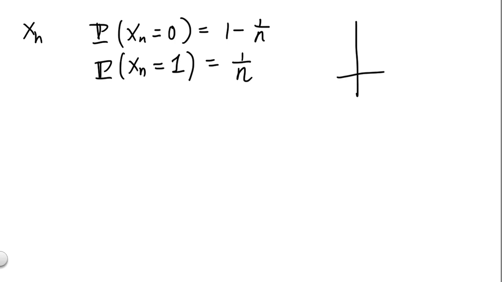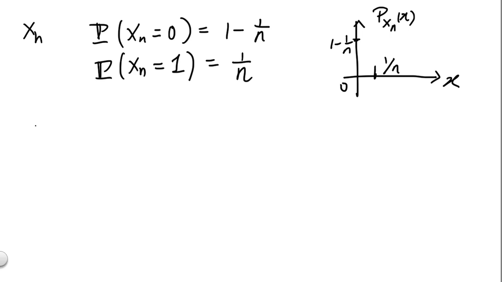And graphically, we see that we have a pretty big mass, 1 minus 1 over n, at location 0, and a tiny bit somewhere here, only 1 over n. So this will be the PMF for X.